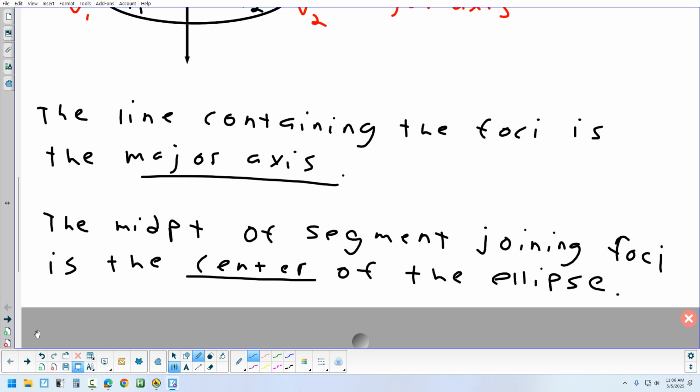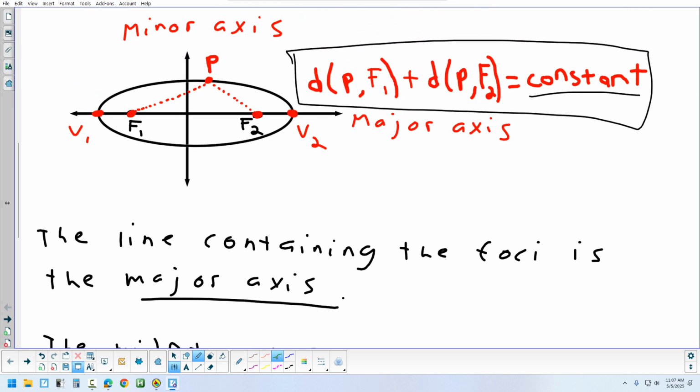So the midpoint of the line segment that joins the foci is called the center. So that's foci. If you find the midpoint of the foci, that's the center. For a lot of the ellipses that we draw at first, the center will be the origin. But eventually we're going to shift the center up, down, left, or right. So that is the center.